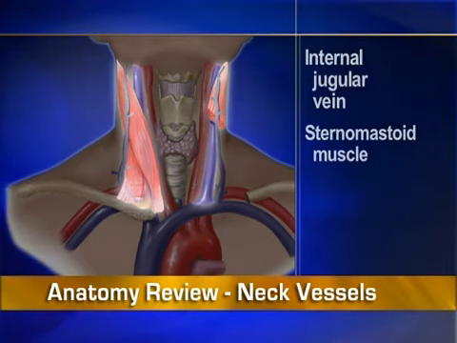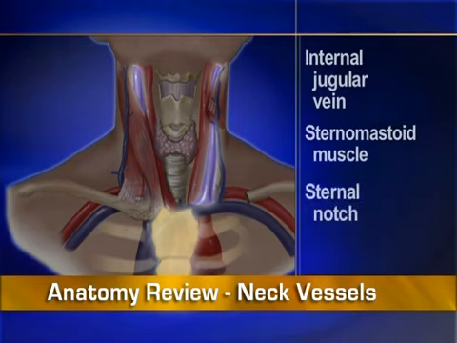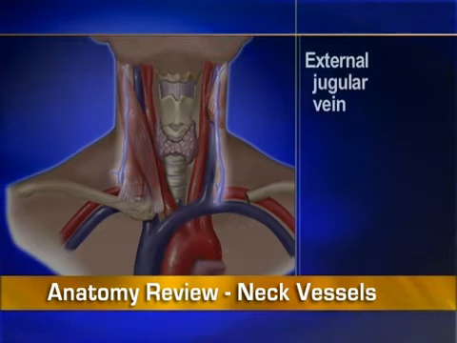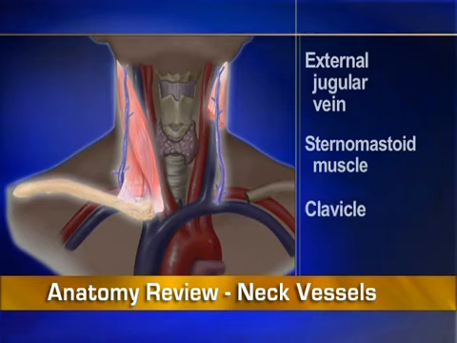Although the vessel may not be visible, its diffuse pulsations may be seen in the sternal notch in a supine person. The external jugular vein is more superficial. It lies lateral to the sternomastoid muscle, above the clavicle.